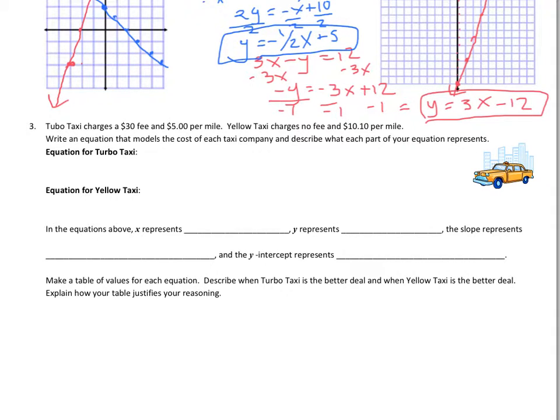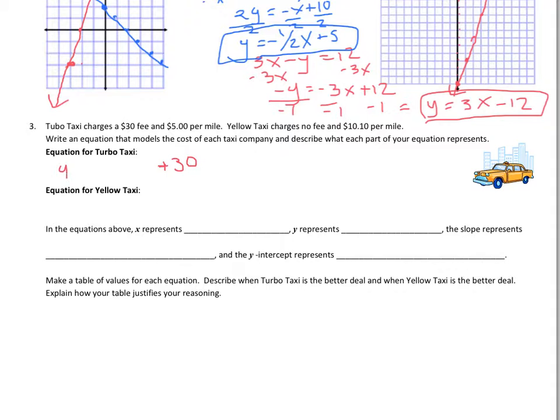All right, number 3 says a turbo taxi charges a $30 fee and $5 per mile. Yellow taxi charges no fee and $10.10 per mile. Write an equation that models the cost of each taxi company and describe what each part of the equation represents. So turbo taxi starts with a $30 fee. That's our y-intercept, or b. So it's going to be plus 30.